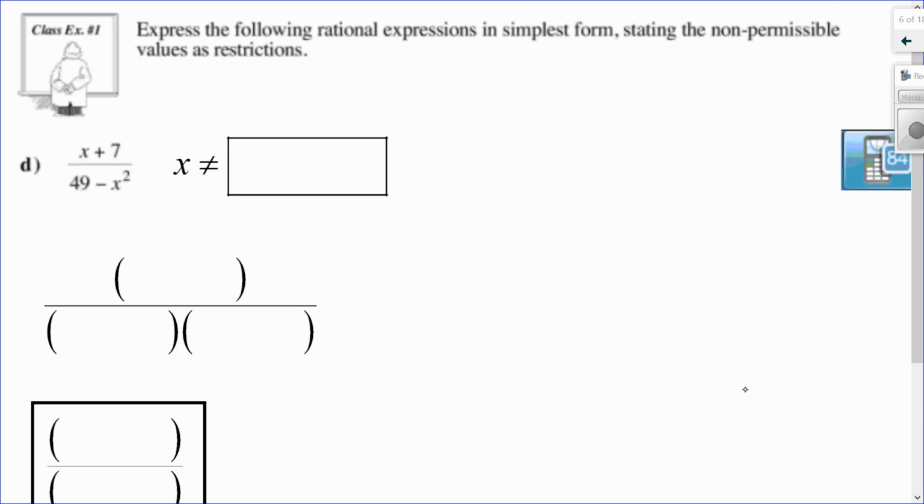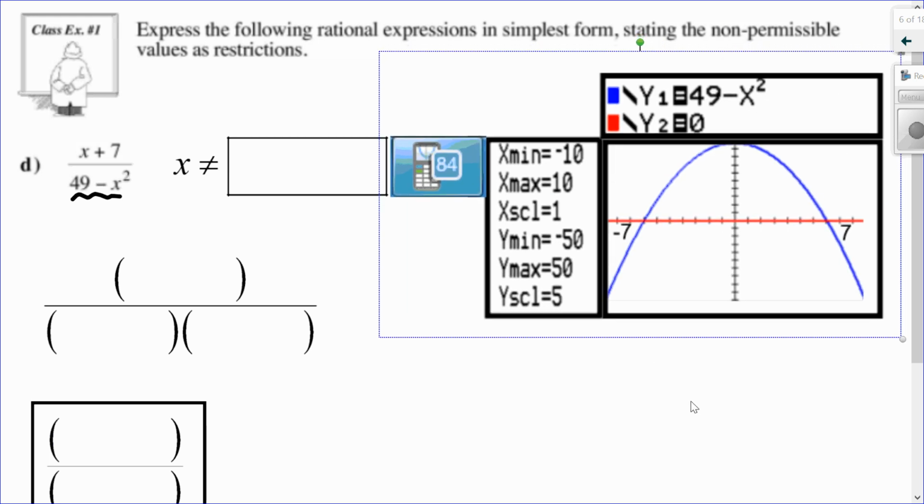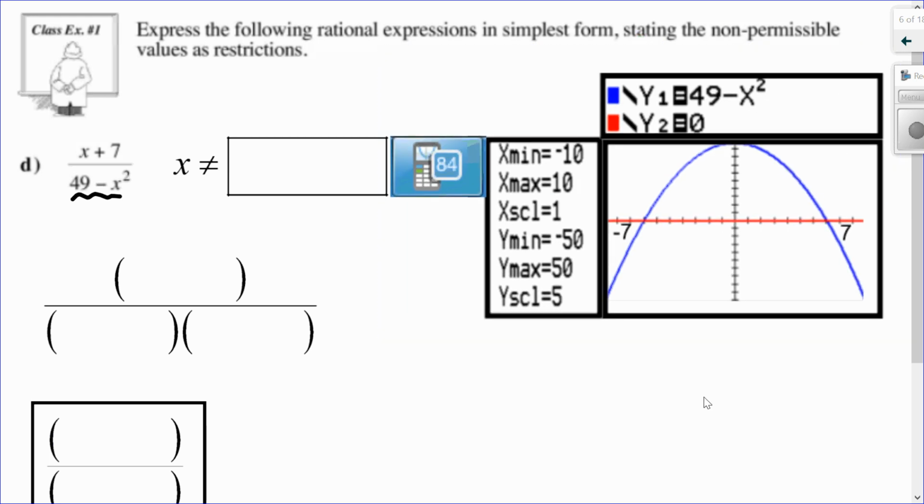Okay, let's try another one. So I want to factor the numerator, factor the denominator, state the restrictions. So for these ones here, 49 minus x squared, I'm actually going to do my non-permissible values in my calculator. So I put it into my calculator and I look for the x-intercepts because the x-intercepts of the denominator are the non-permissible values of the whole fraction, and I can see that x cannot be positive or -7.